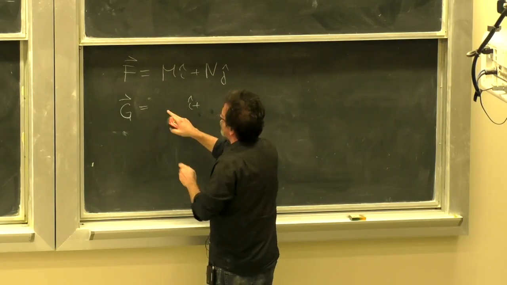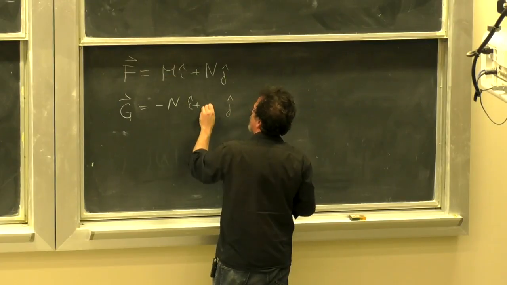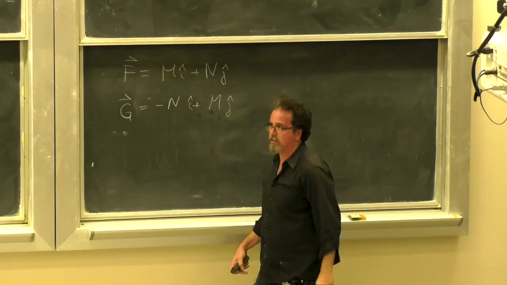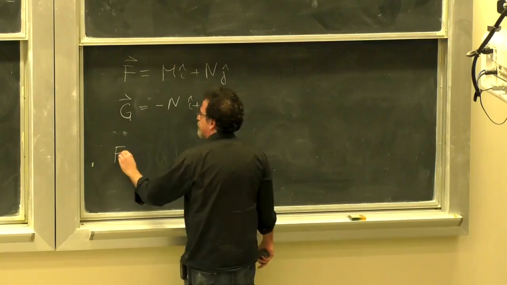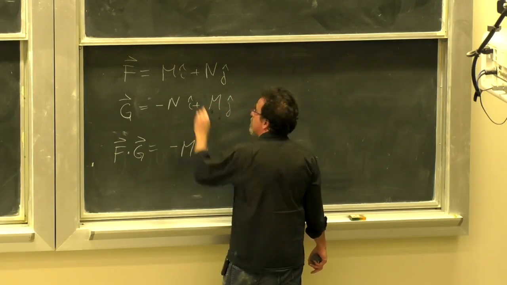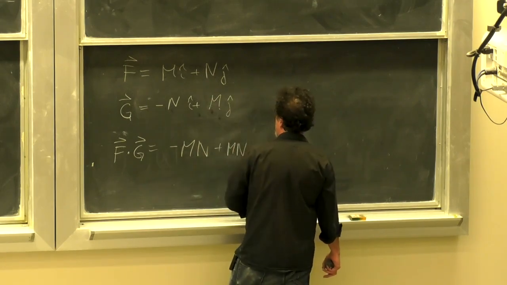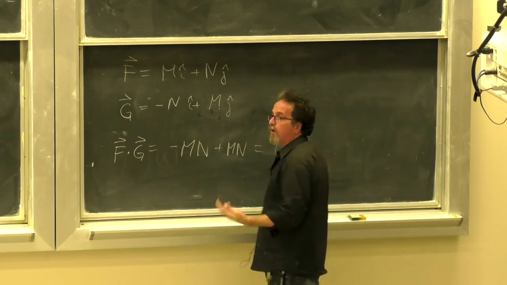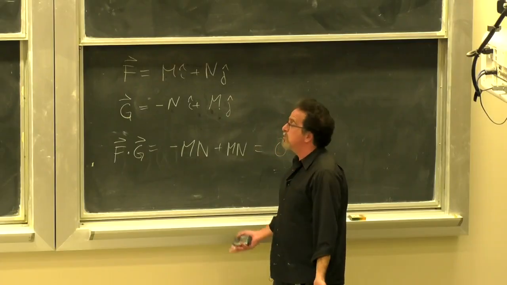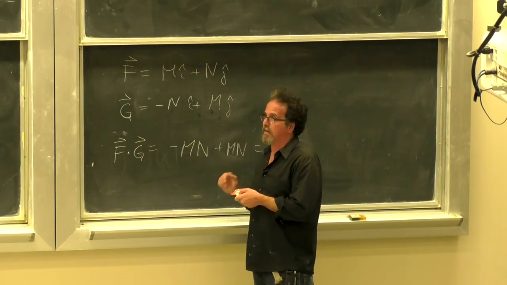Well, if I put n over here with a negative sign, and put m over here with a positive sign, now take their dot product: F dot G is equal to negative mn, this dot this, plus mn, this dot this, and that's equal to 0 for any m and any n. So if you've got a vector field and you want to create its perpendicular, just swap and put a negative.